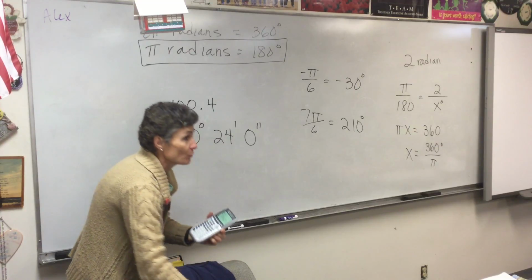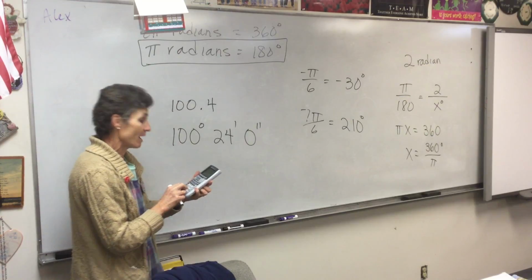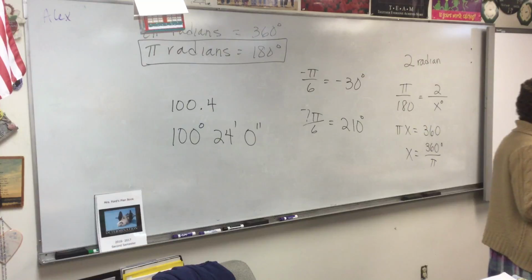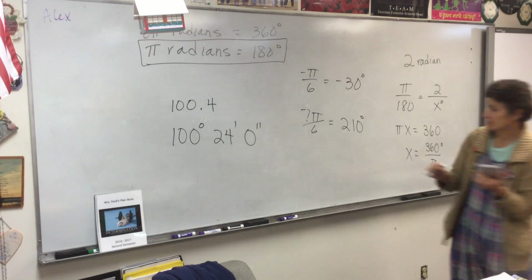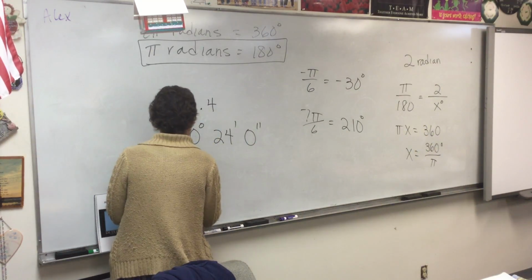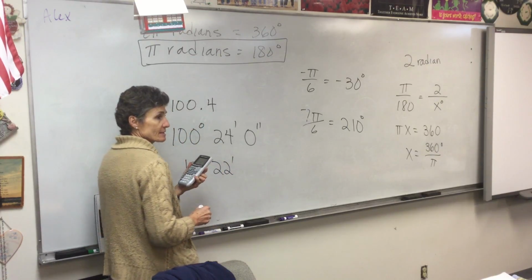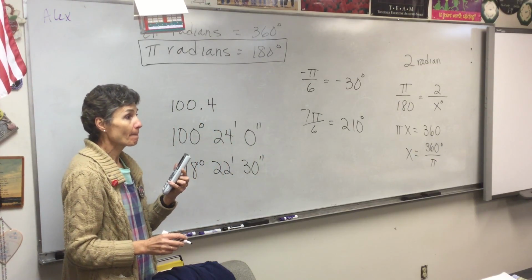Let's try the next one, see if you remember how to do that. So we type 18.375. Just type 18.375. Now go to your angle menu, which is second apps. Click down to DMS. And what'd you get this time? 18 degrees, 22 minutes, and 30 seconds. Are you getting that?